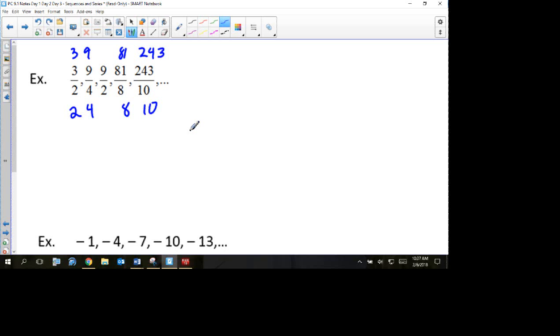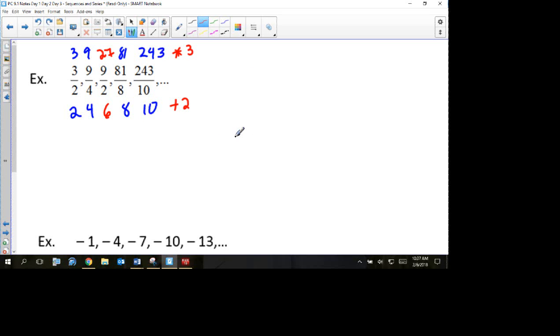Can you see a pattern on top and the bottom separately? Just separately, bottom, top, except for that one is different. What should be missing right here? 27. Because what are you doing each time? Multiplying by 3. And then what should be here? Because what are we doing each time?